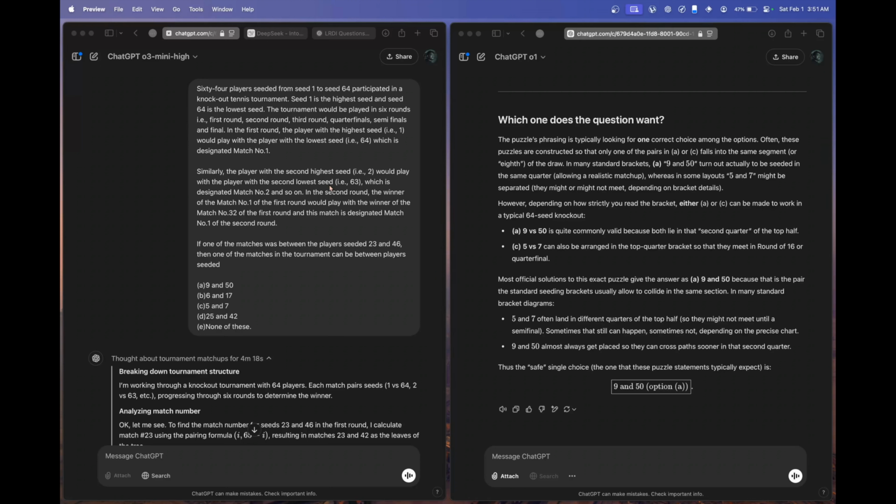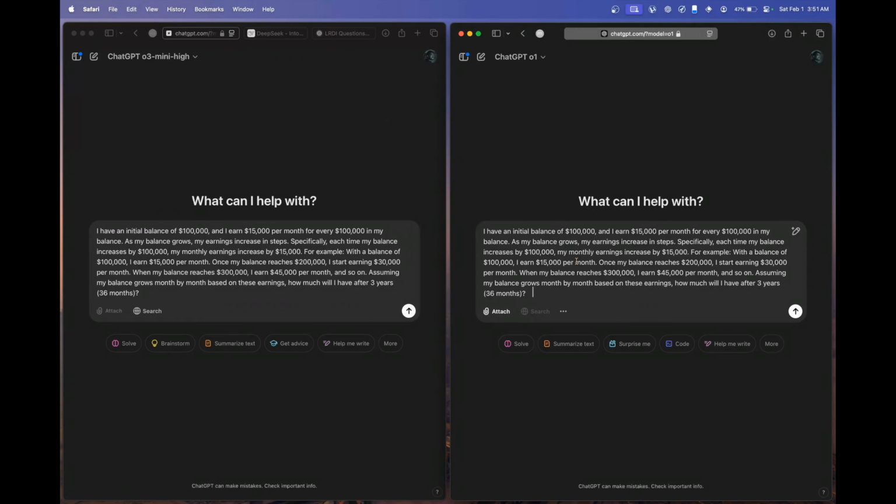Let's move on to some tough math questions. So this is my level 2 math question. Here, in this question, I have an initial balance of $100,000, and every month, $15,000 add up into it. As soon as my total balance is $200,000, I earn $30,000 instead of 15. So when my total balance doubles, my monthly income also doubles. So with that condition, it has to find out how much total money I will have in 3 years, that is 36 months. You can pause and read this question and even try if you want.